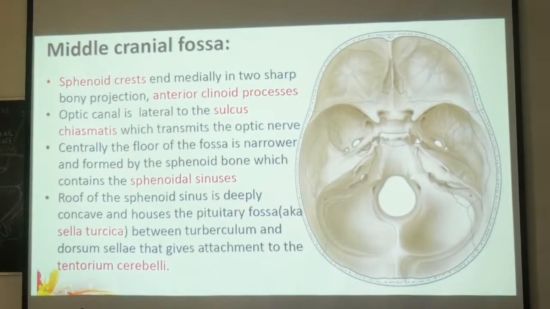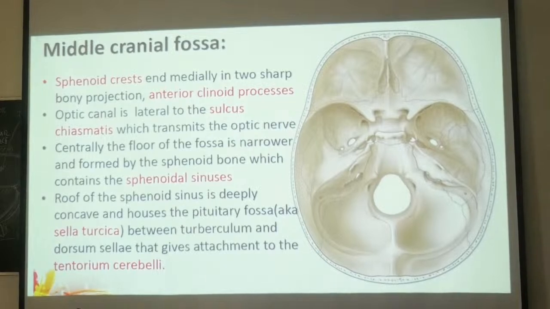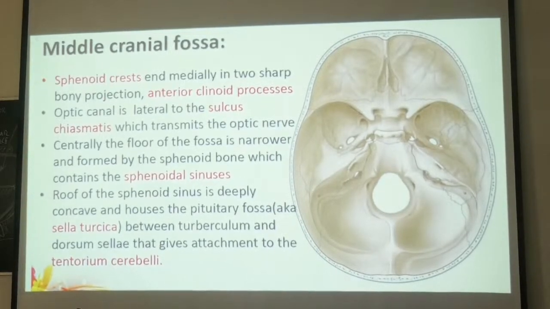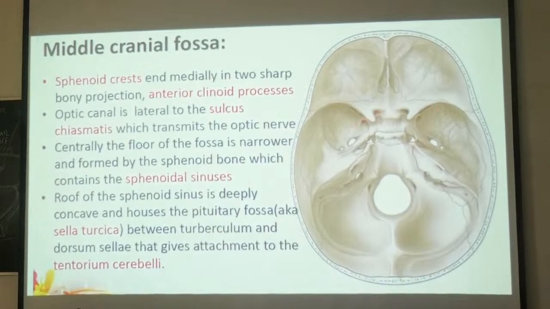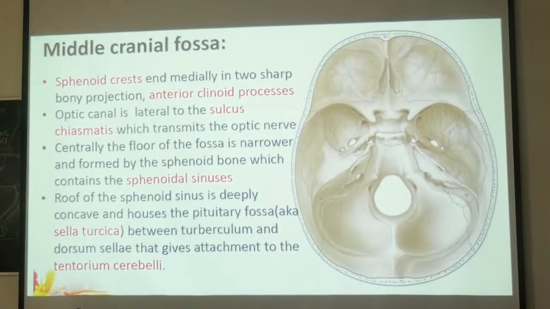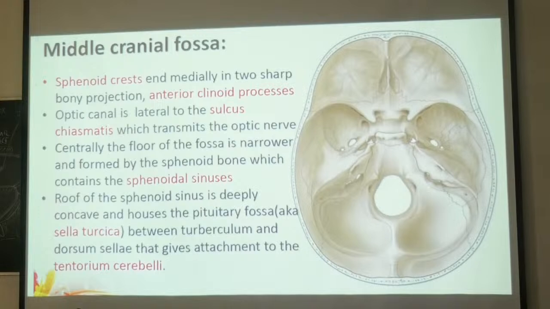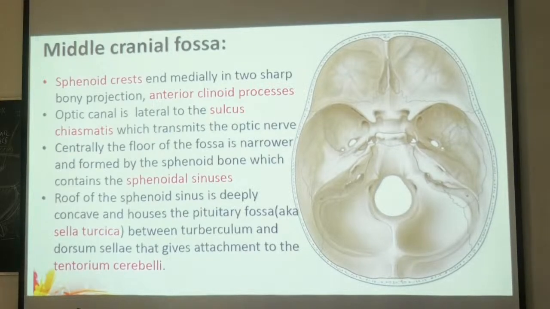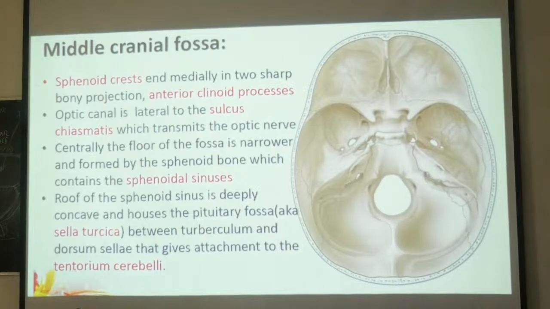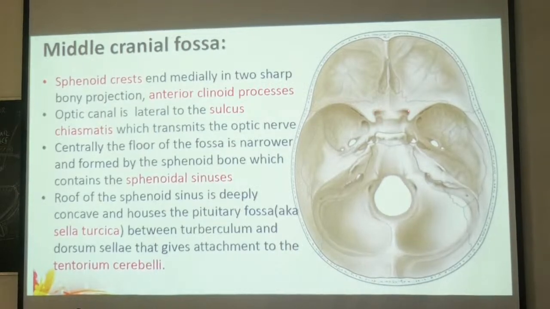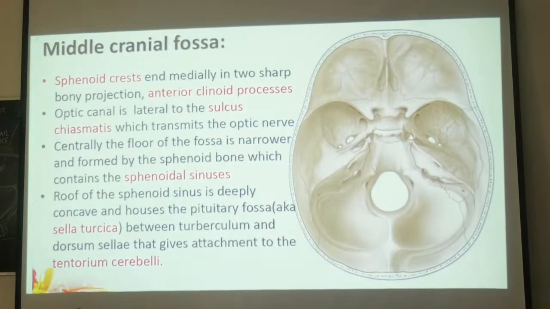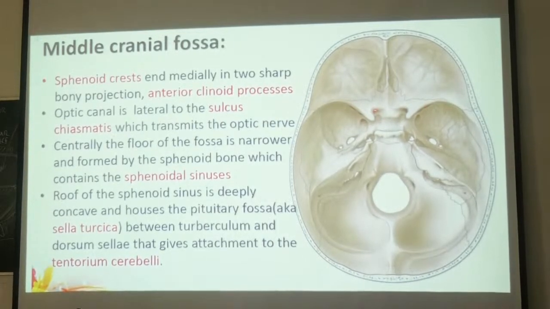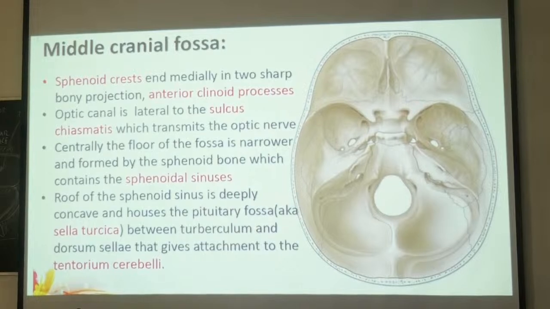These are the important features. The sphenoid crests end medially in two sharp bony projections. These two bony projections are known as the anterior clinoid processes. The optic canal is lateral to the sulcus chiasmaticus. Here lies the optic chiasma, so this sulcus is known as the sulcus chiasmaticus. And here these foramina are the optic canals.